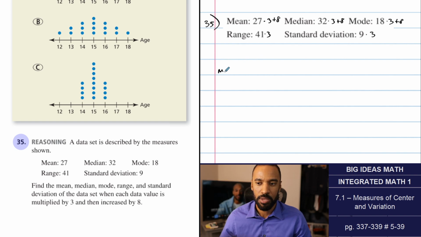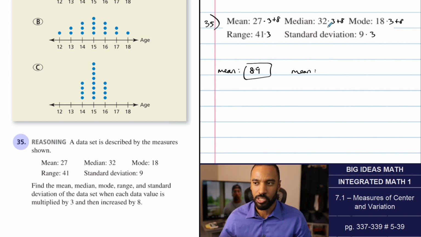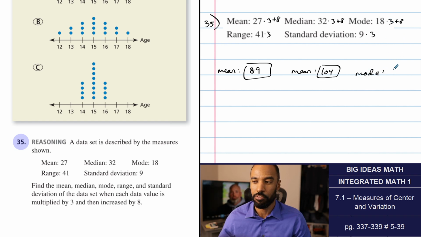So new mean is 27 times 3, which is 81, plus 8 is 89. New median is 32 times 3, which is 96, plus 8, which is 104. New mode is 18 times 3, which is 54, plus 8, which is 62.